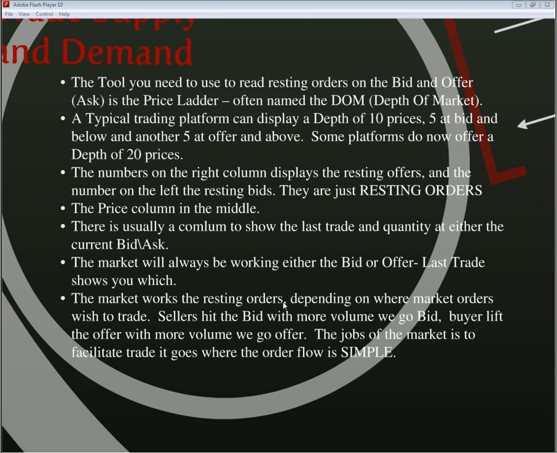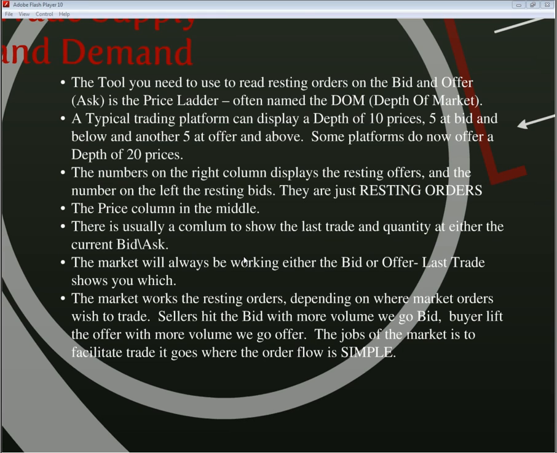Okay, guys, let's keep going. As I said, the market will always be working either the bid or the ask. It won't be working both. Sometimes you'll get the bid-ask spread widen a little bit, and you'll actually see trades hitting within the bid and ask, and the market does do that. The market works resting orders depending on where the market orders wish to trade.